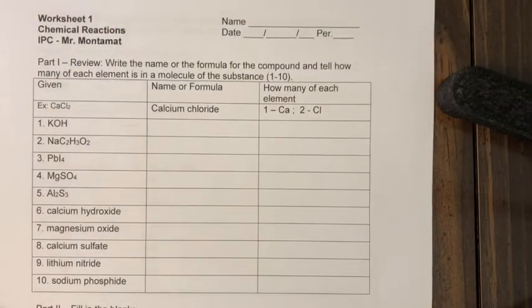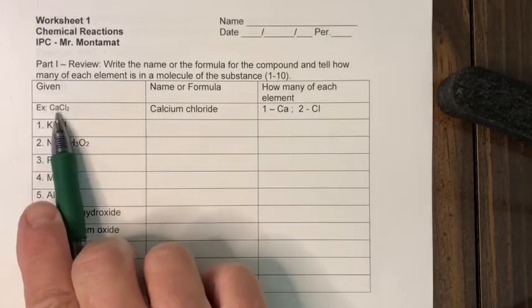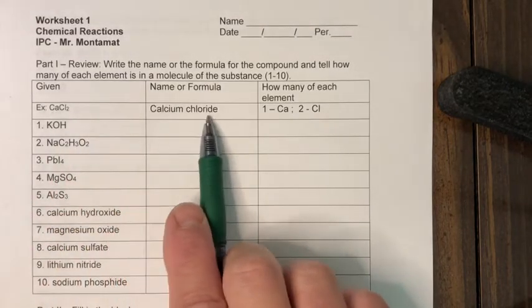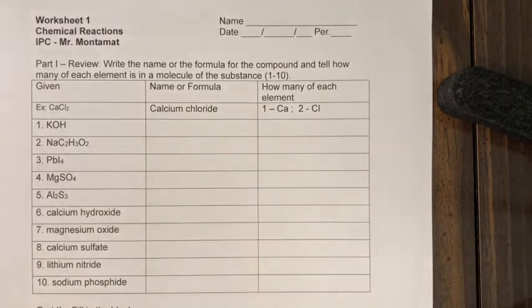All right, guys, this is worksheet 1, chemical reactions. Part 1 is kind of a review of chemical formulas and naming. For example, if we see CaCl2, we know that's calcium chloride. It has 1 calcium and 2 chlorides.